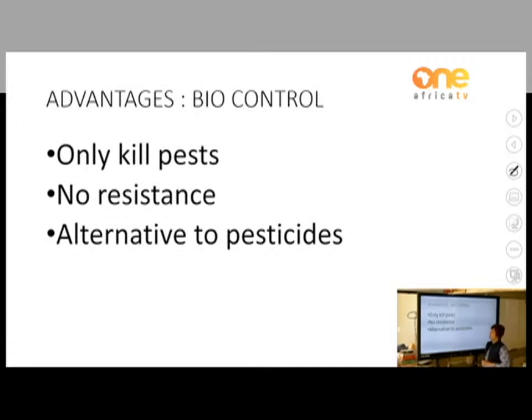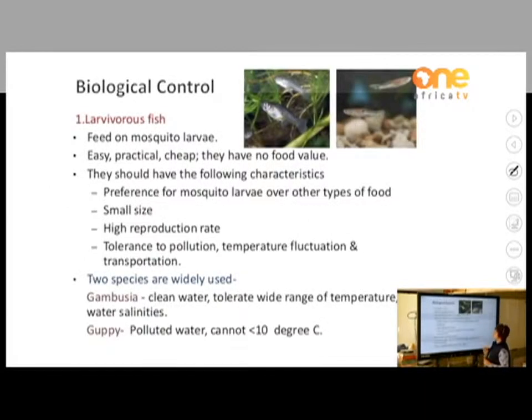The advantage of biocontrol, it only kills the pests if you did your research well. There's no resistance. So like in the poison, you have to make it more and more and more toxic. They will not build up resistance, and it is a good alternative to pesticides. Some interesting examples are when you have a larvivorous fish that will feed on the mosquitoes. Easy, practical, cheap. You are not going to have this little fish for food, so they are cheap. They have no food value. They should have the following characteristics. Preference for mosquito larvae over other types of food.